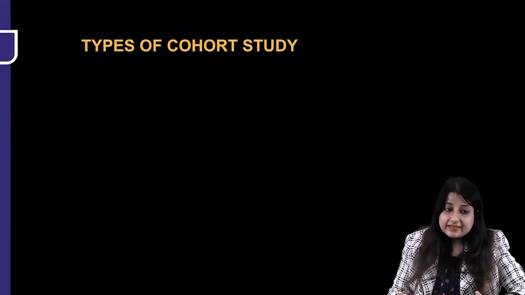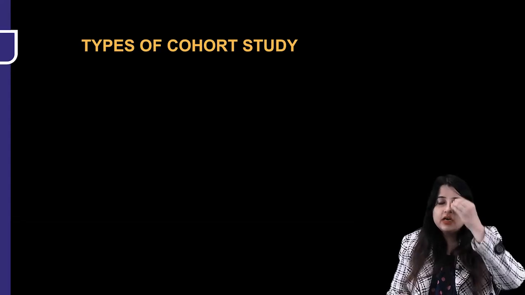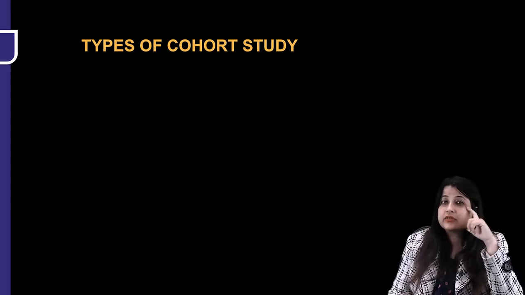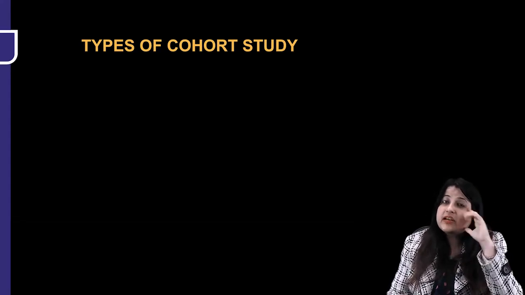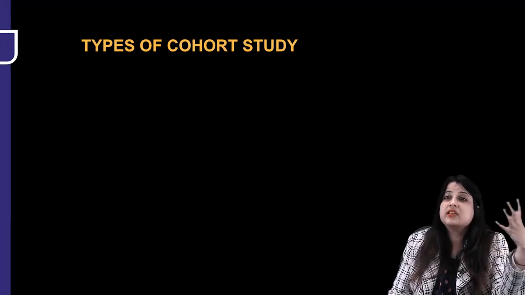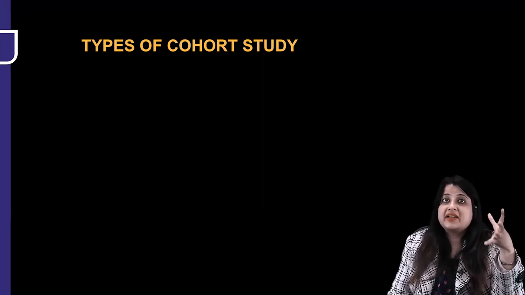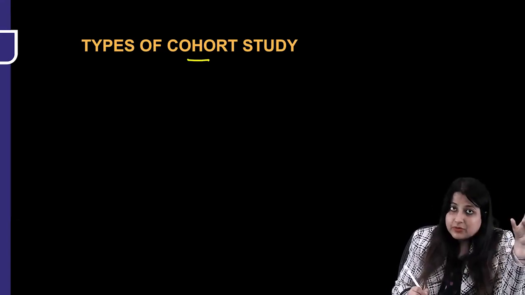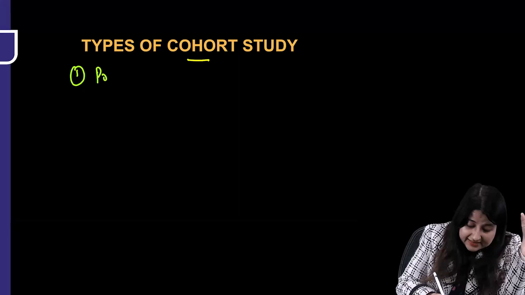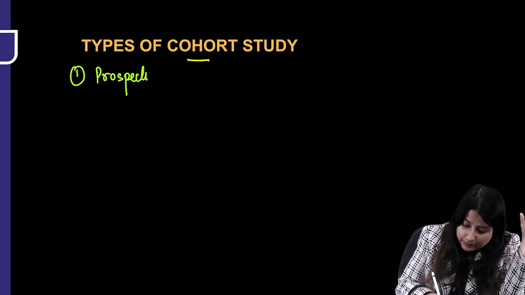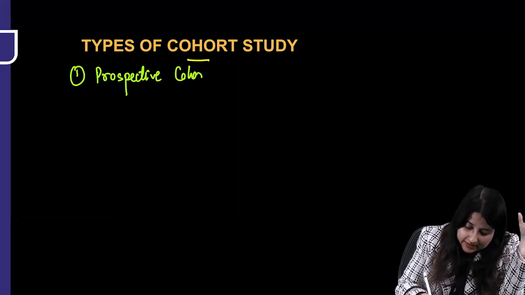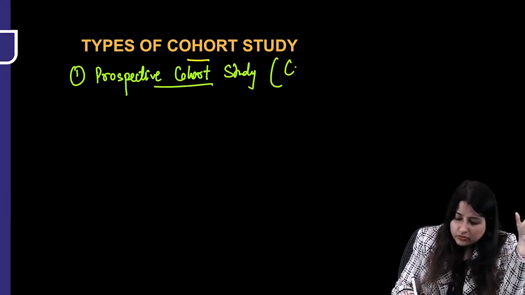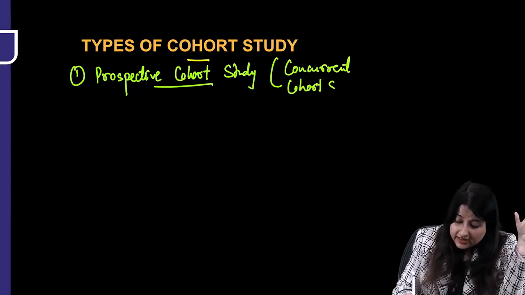Now, like I said, that cohort study, a prospective one, has disadvantages. So should we stop doing a cohort study? No. We came up with a solution, which was known as retrospective cohort study. So in this, we'll quickly revise the types of cohort study. One you have already seen, which is known as a prospective cohort study. Okay, and a prospective cohort is also known as a concurrent cohort study.